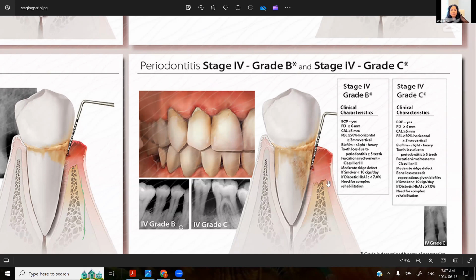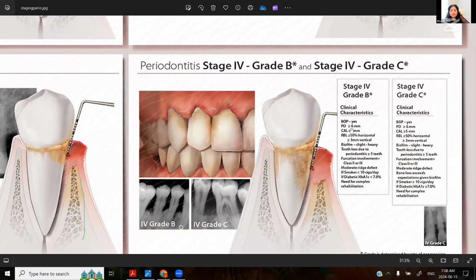And grade B and C, what are the factors, Kalyan? We just did. What are the grade determining factors? And tooth loss in the mouth should be greater than 5. Furcation involvement will be present. Ridge defect would be present. Smoking is less than 10 and less than 7 HbA1c.